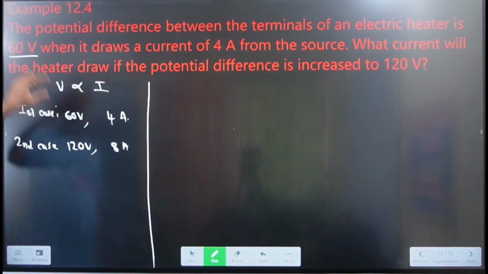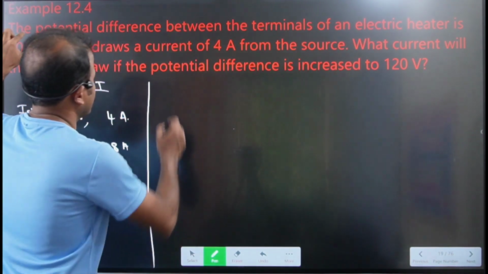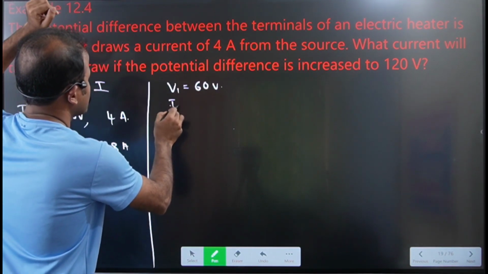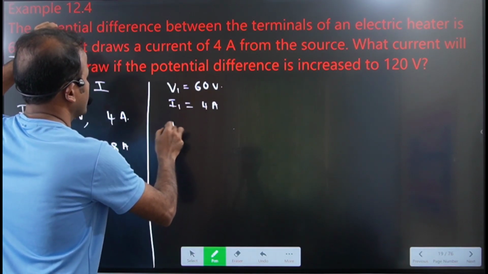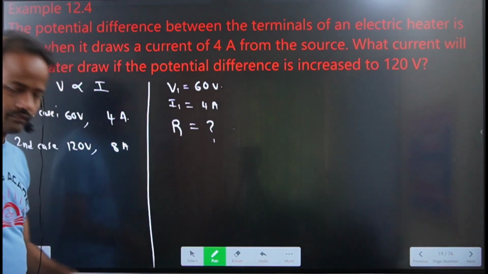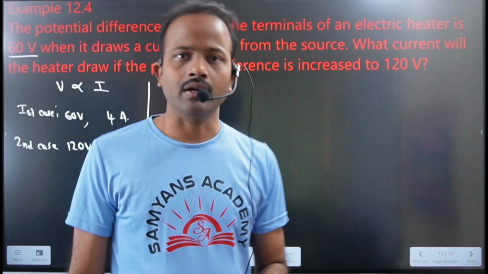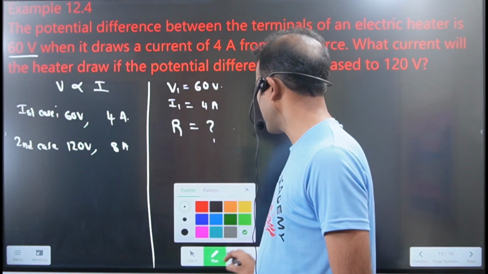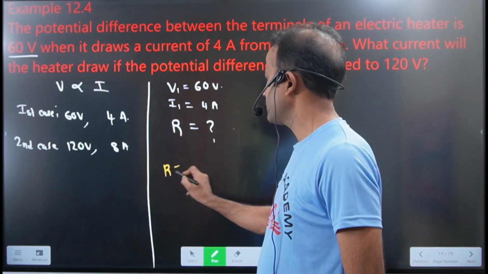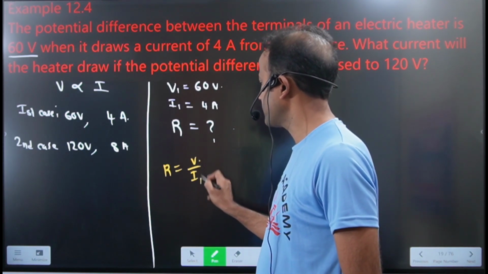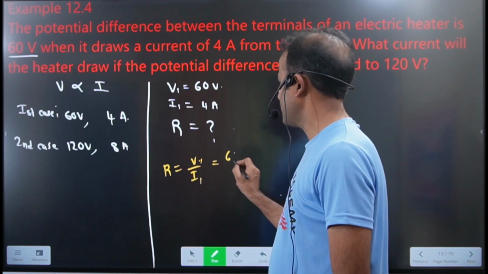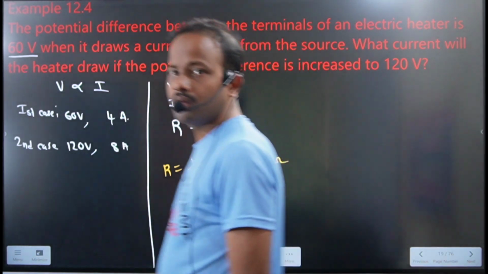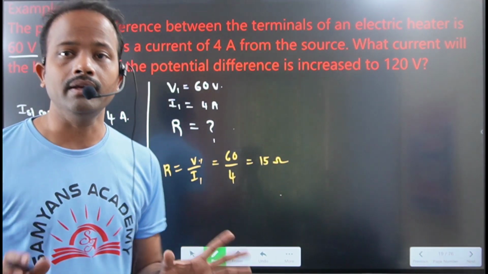Now you see, in the first case we are observing here, voltage is how much? V1 is 60 volts and I1 is how much? 4 ampere. You have to find the resistance of the electric heater. Find the value of the resistance. Then resistance equal to, what is the formula of the resistance? Resistance equal to V by I. Yes or no? V1 by I1, right? So 60 by 4. How much is it? 60 by 4 is 15 ohm, right? This is the resistance of the electric heater.